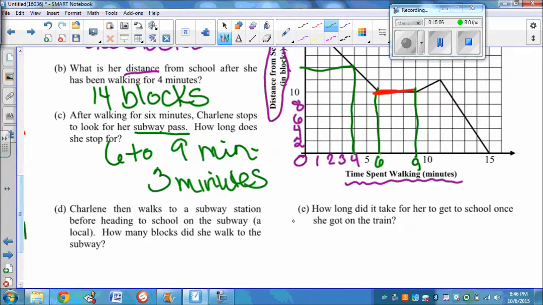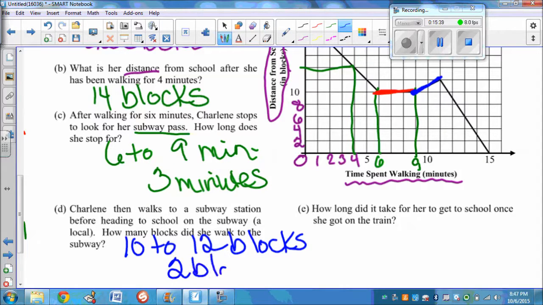Part D says, then Charlene walked to the subway station before heading to school on the subway. How many blocks did she walk to the subway? So that's this little distance right here. She stopped, she was looking for a subway pass, then she had to walk to the subway station. And that little distance goes from 10 blocks to 12 blocks. So that's a total of 2 blocks to the subway station.